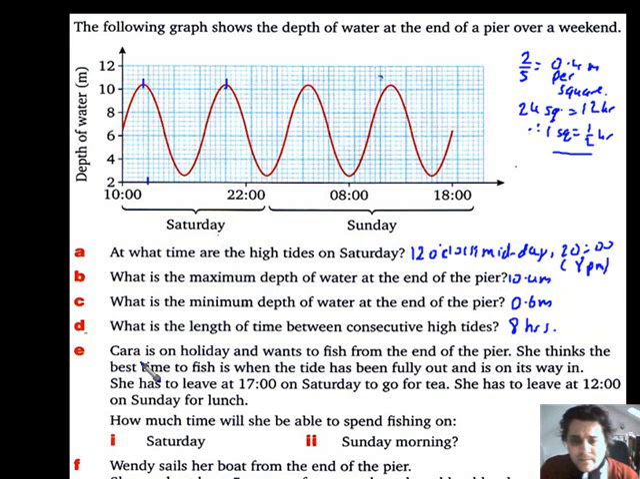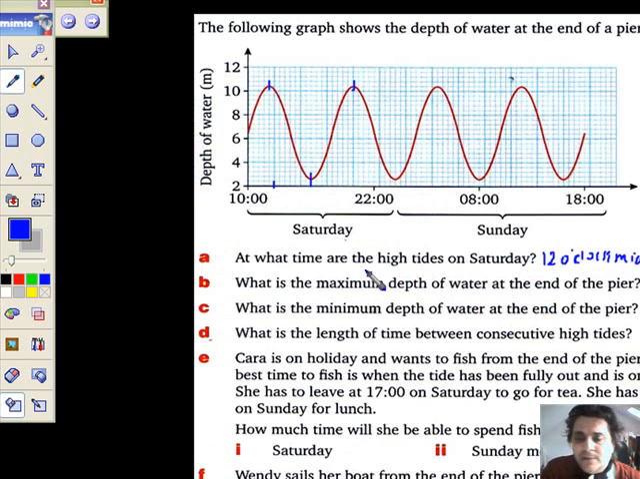Clara is on holiday and wants to fish from the end of the pier. She thinks the best time to fish is when the tide has been fully out and is on his way in. So fully out is right there, and fully out is right there as well. Okay, it's also fully out here, by the way. And also here, so these are all fully out, and so here's the water coming back in, the depth increasing there, and thereafter around about 6 o'clock in the evening on Sunday.